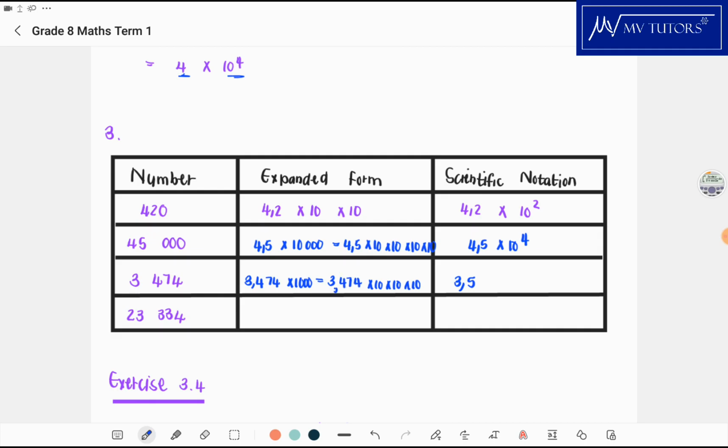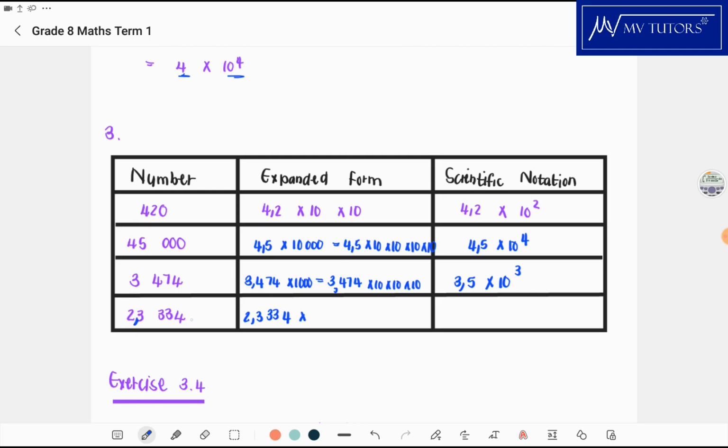3,474. So I'm rounding it up to 1 decimal place. That's 3,5, and I'm going to say times 10 to the power 3. And then the last number, 23,334. I am going to take this number, 2,334, and multiply it by 10,000, because I put the comma here.